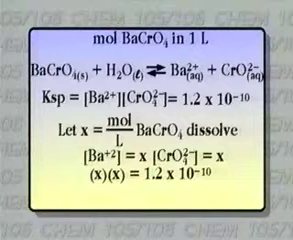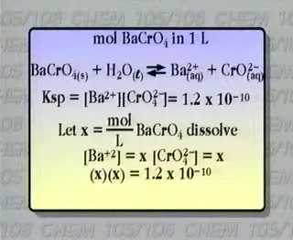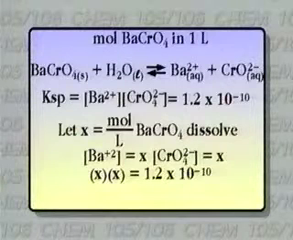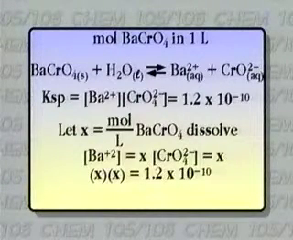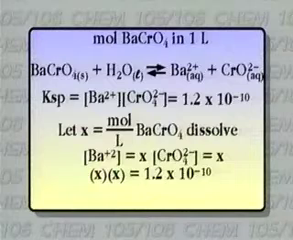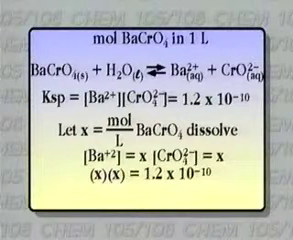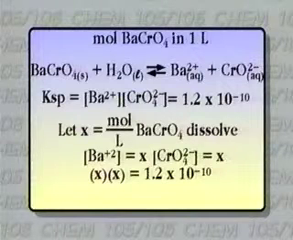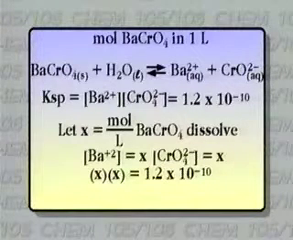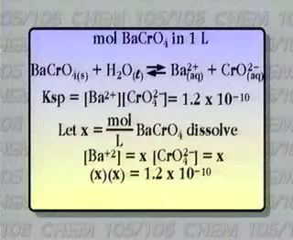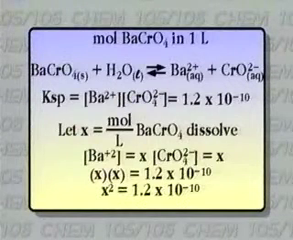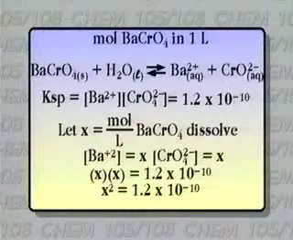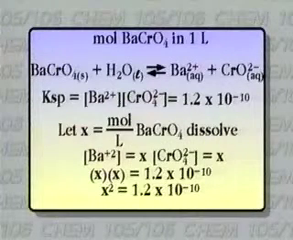Anyway, we're going to end up with now X squared is equal to 1.2 times 10 to the minus 10. Well, we might say, so what? Well, let's go back. What was our question? How many moles per liter dissolve? How did we define that? We said let X equal the moles per liter. If we can numerically find a value for X, we've answered our question.